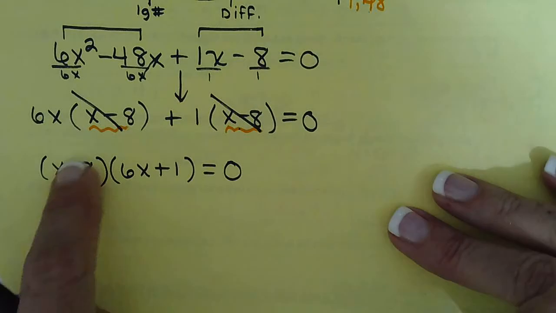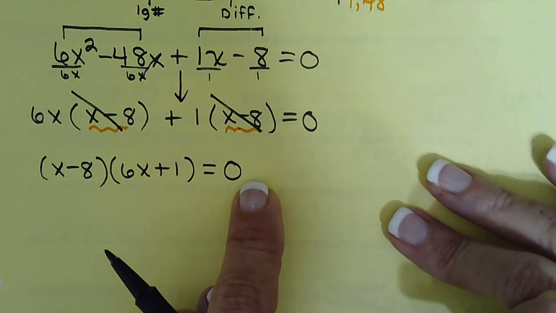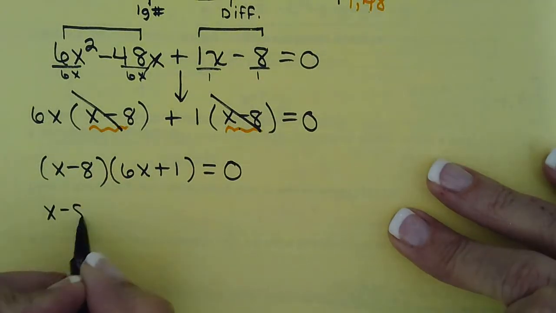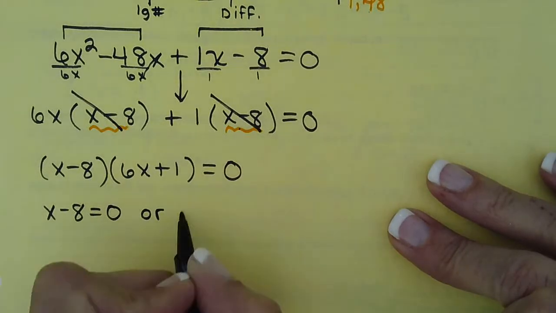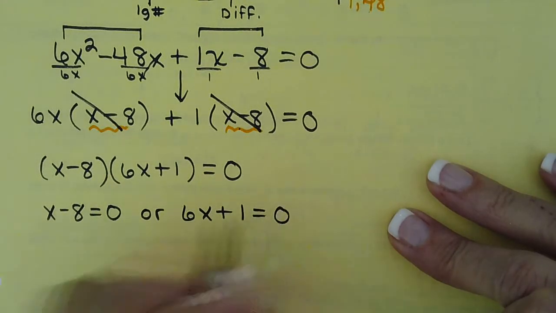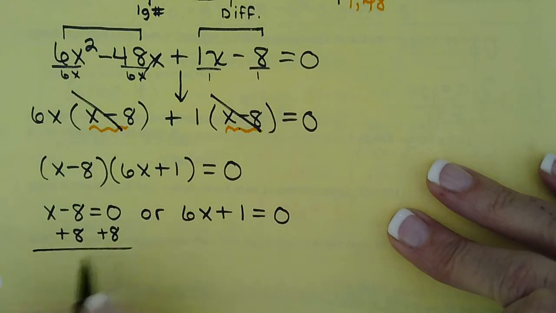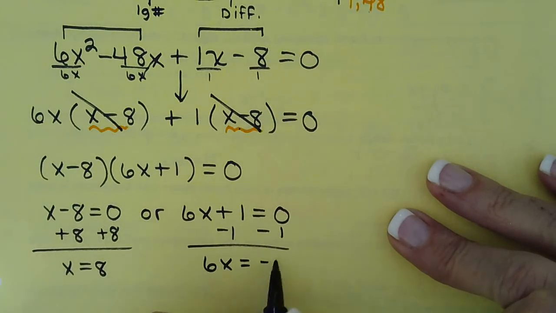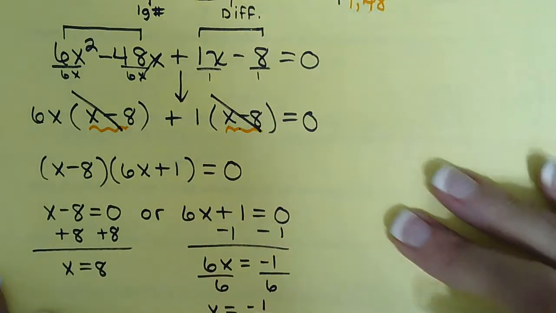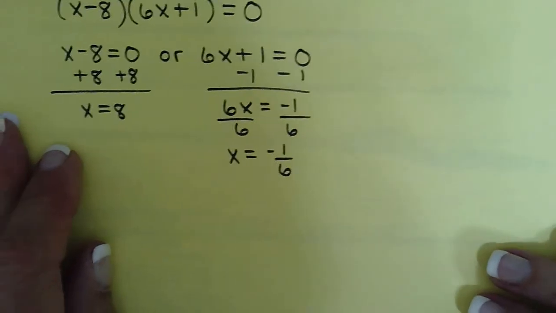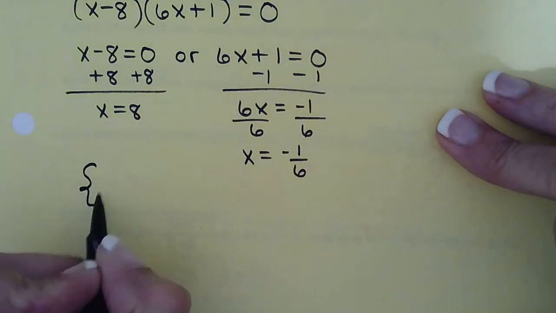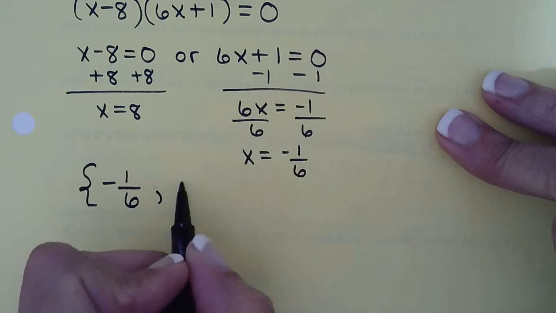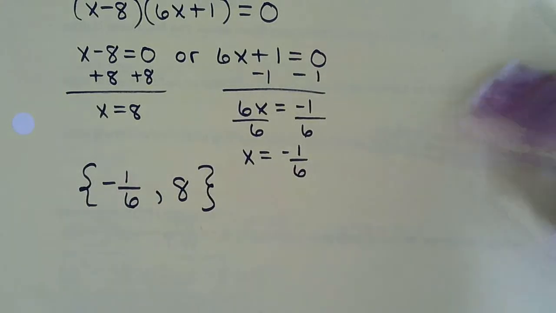And then we're back to the end of chapter 4 where we learned if A times B equals 0, zero factor property, then either A is 0 or B is 0. And we'll find our two solutions by solving those. So x equals 8. Subtract 1, 6x equals negative 1. So negative 1/6. So then my two solutions are negative 1/6 and 8.